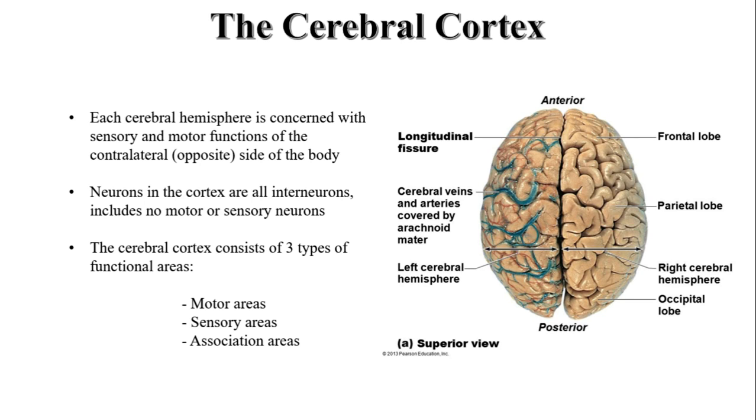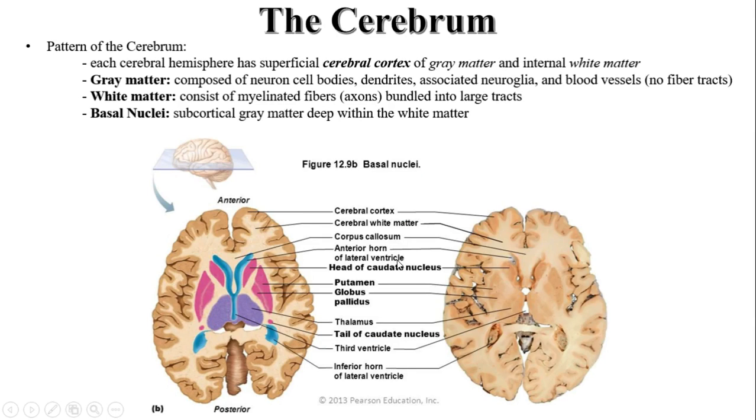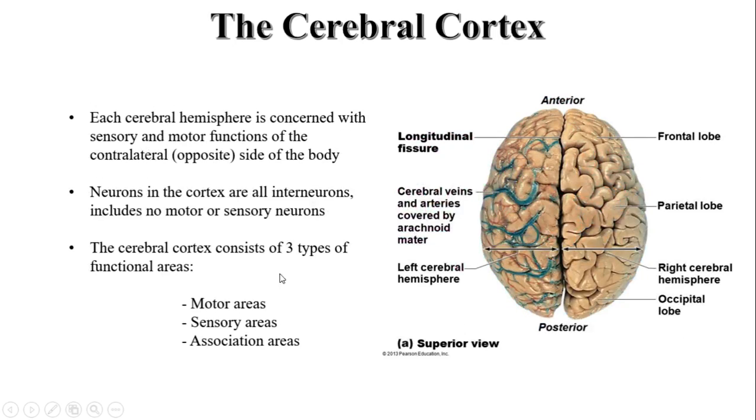Also, everything in the cerebral cortex is an interneuron. There are no motor or sensory neurons in the cerebral cortex. You'll see those motor and sensory neurons within the white matter, and they synapse with the interneurons of the cerebral cortex. Some kind of decision or choice is made and sent right back to the white matter. So all cerebral cortex neurons are interneurons.